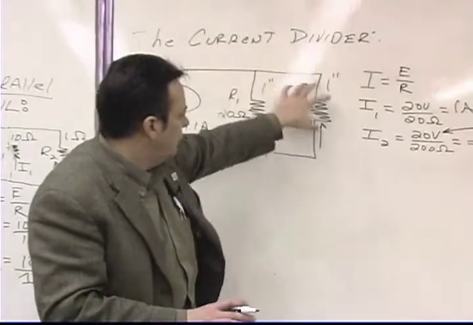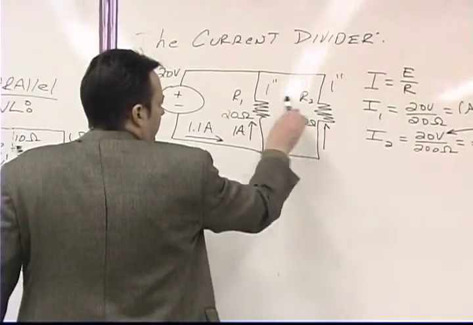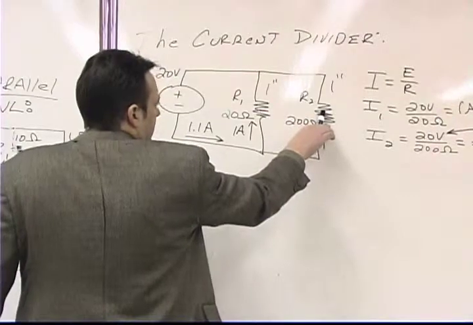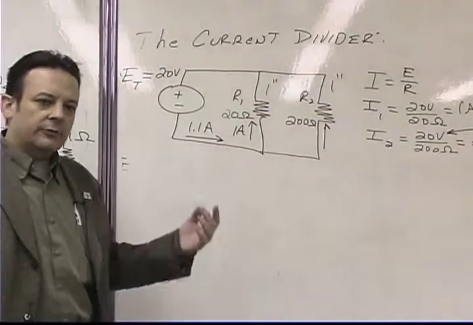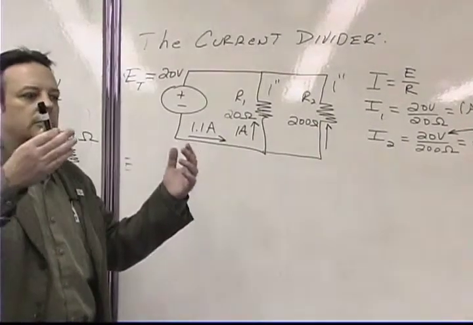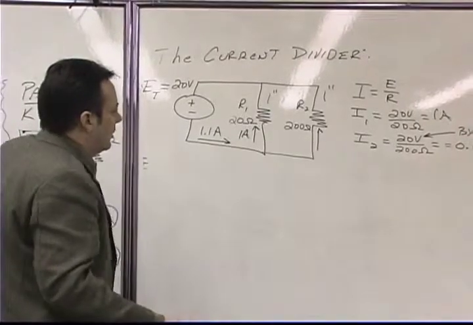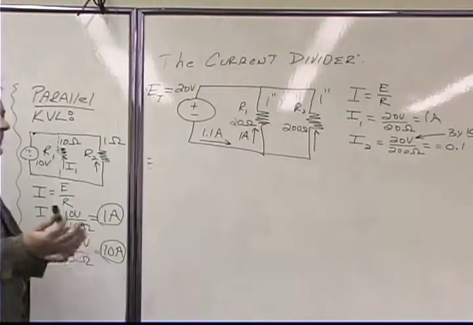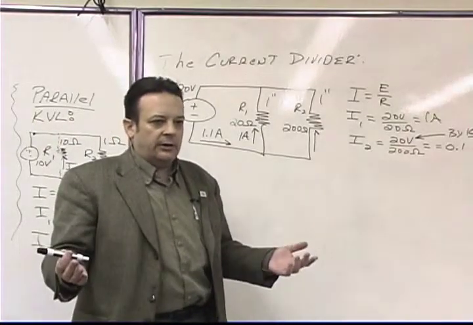If this is a loop right here, then the voltage here is the same as the voltage here. So we use Kirchhoff's voltage law to find voltages. We use Kirchhoff's current law to find what? Currents. It's kind of like adding money with Kirchhoff's current law. In other words, it's just algebraic addition.